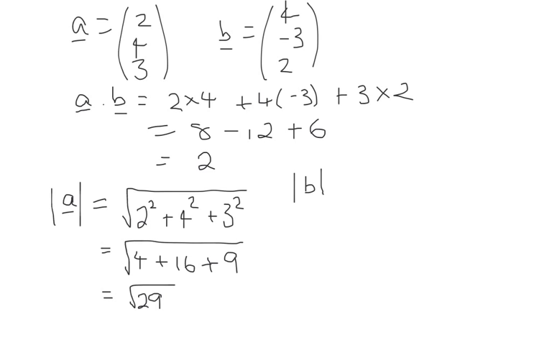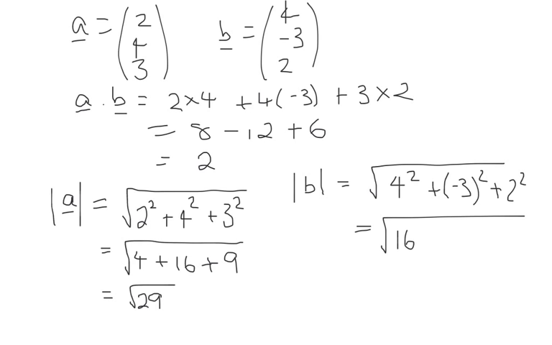Magnitude of B now, same process, square the components. 4 squared plus negative 3 squared plus 2 squared, which equals 16 plus 9 plus 4. So this is a coincidence, it's the same, square root 29. So both A and B are the same length. This is not always true.